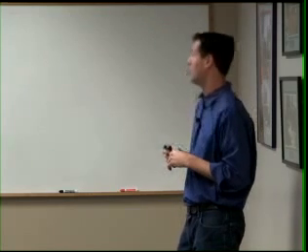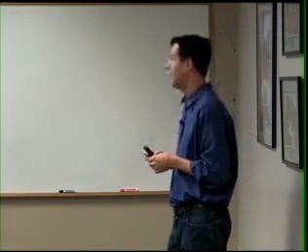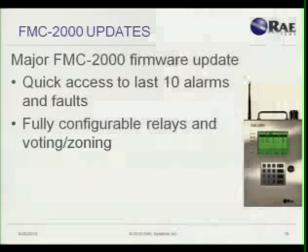So we also have fully configurable relays and also added voting and zoning. So essentially what that is, now you have 5 relays in there. You can set them to be whatever you want. They can either be high, low, fault, or common. So you can have those 5 relays, configure them however you'd like. The other big feature we added was voting and zoning.